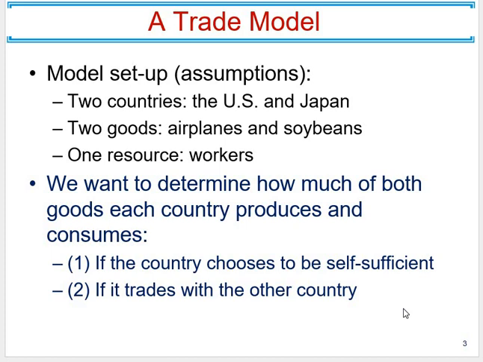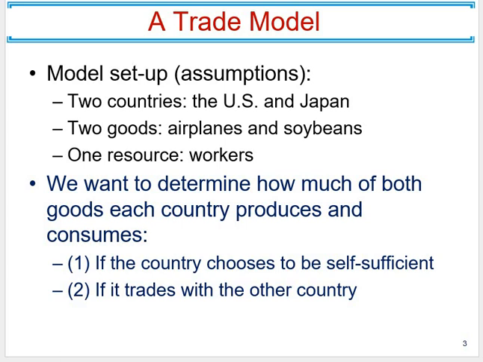Throughout this lecture, we will be focusing on one trade model. It's a two-country model with the US and Japan as the only two countries in our world. We assume the two countries can each produce airplanes and soybeans, and the only resource they need to produce airplanes and soybeans is workers.